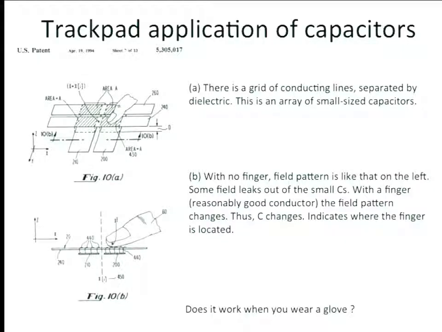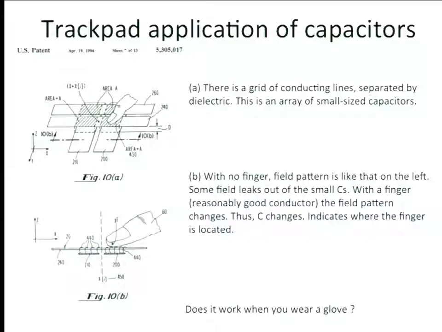that trackpads work by capacitors. The point is, what they do is they have a series of lines going this way and lines going that way, and in between is an empty space. And that's a capacitor. So you put charge on this and this. In fact, these are so small that there's actually a little leakage of the electric field around the edges.